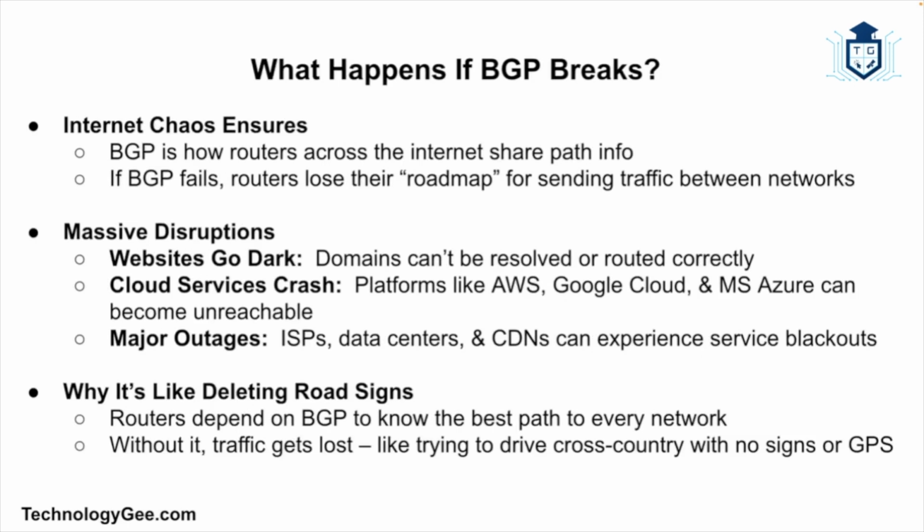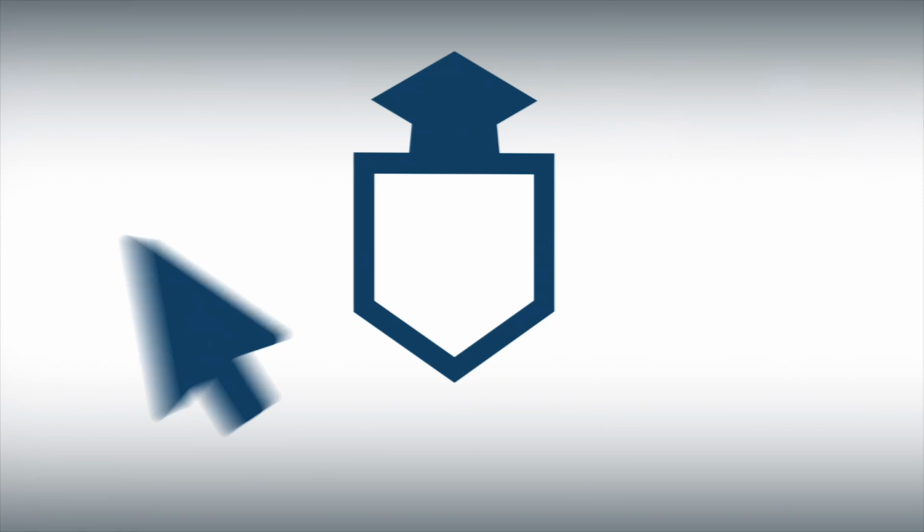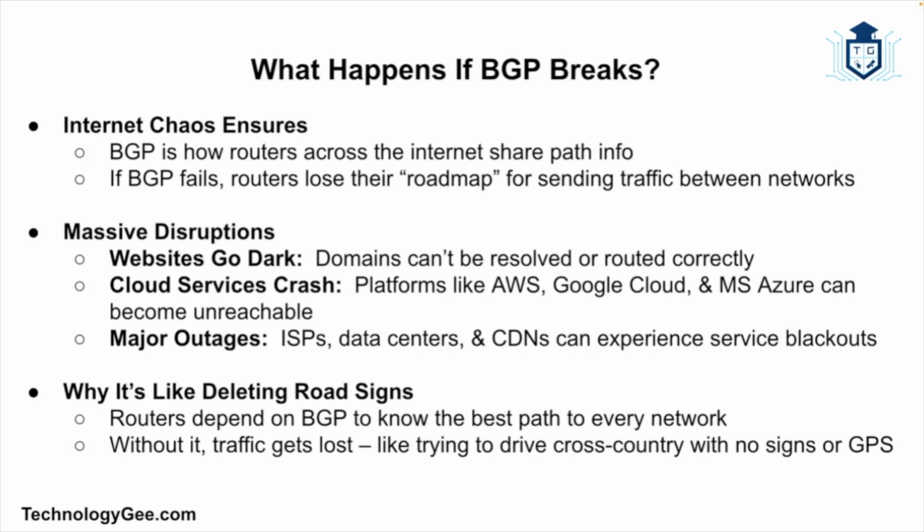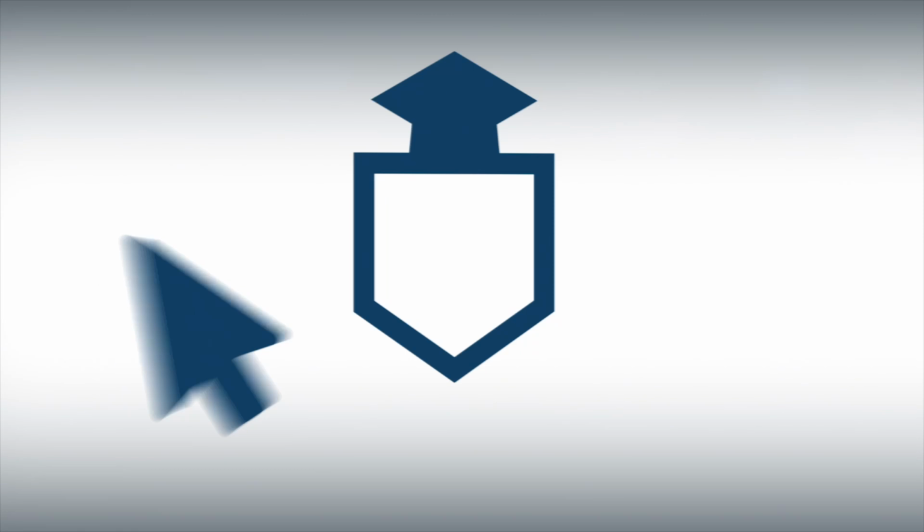So exactly what would happen if BGP were to break? If BGP goes down, large parts of the internet would become unreachable. This would be equivalent to someone deleting all the road signs across the country. Basically, routers wouldn't know where to send their packets, which could lead to websites going dark, cloud services crashing, and major outages all over the place.